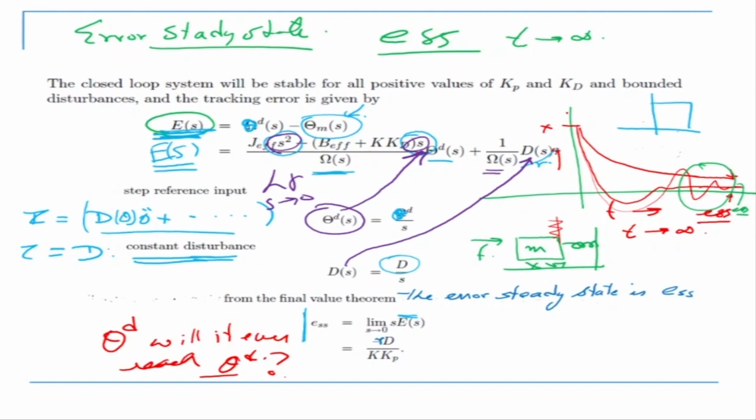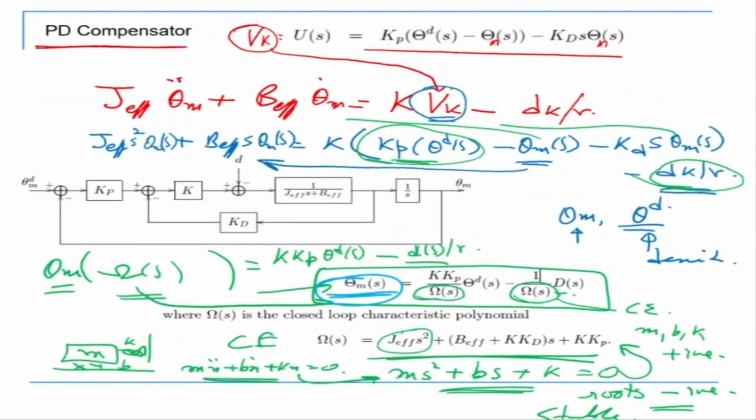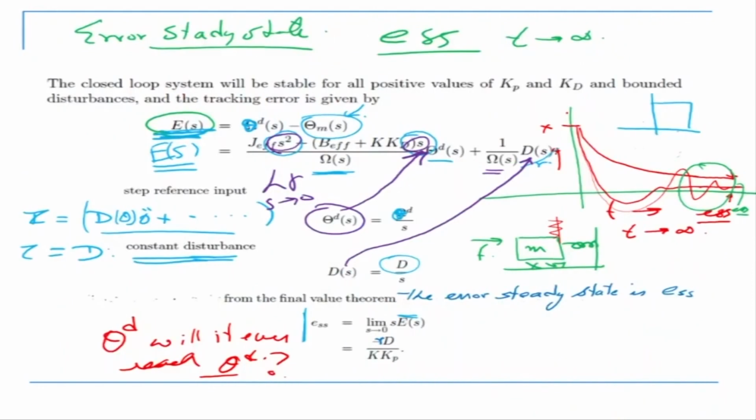So in the omega also, what does the omega term contain? The omega term has s equal to 0. It will become 0. It will cancel out, right? So we are only left with D. So what we are left with is D into R by K Kp. This is my error steady state. Okay, that is my error steady state.